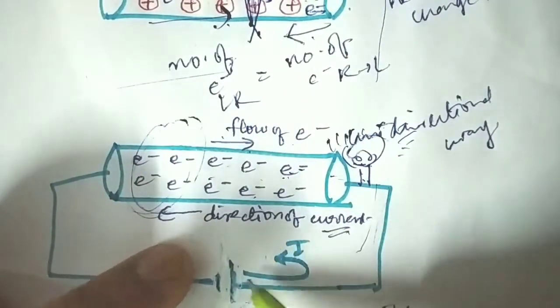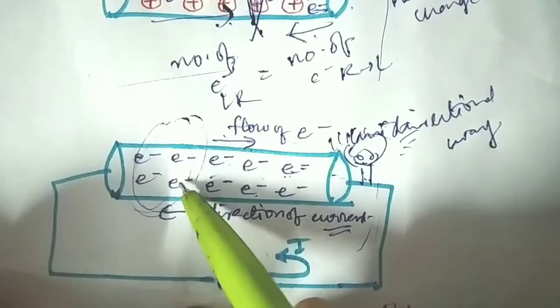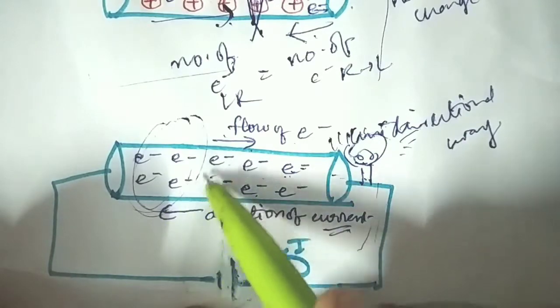The reason is, as soon as the battery is connected, or as soon as the electricity is connected to the bulb and you switch it on, then this conductor, now conductor means the wires only, copper wires only, students.